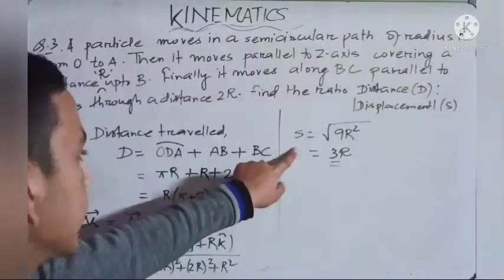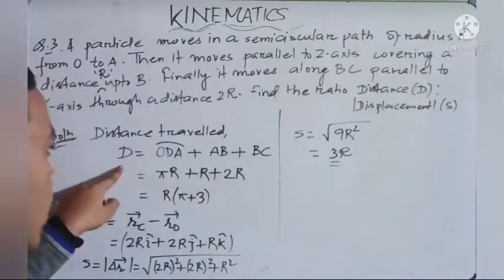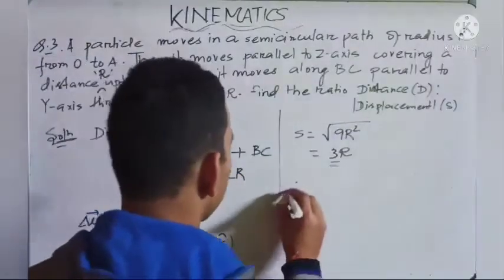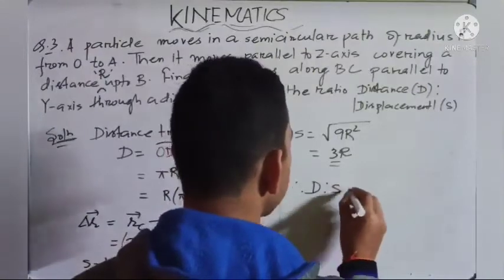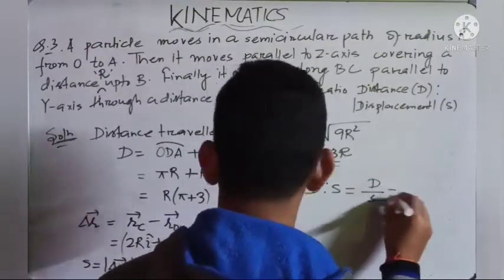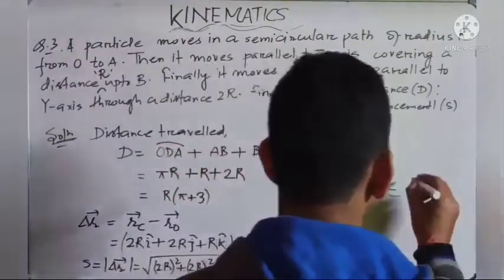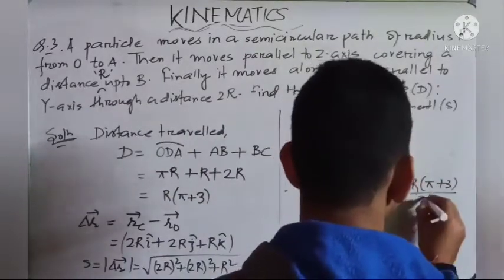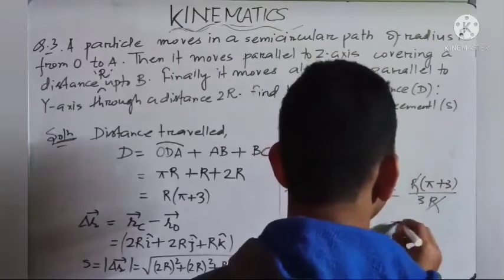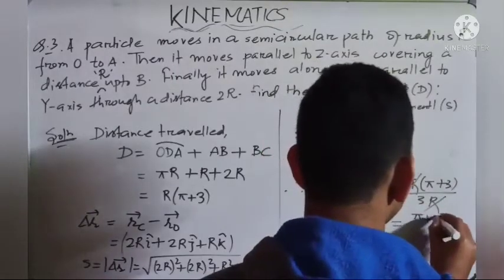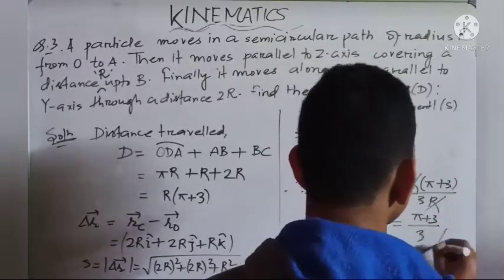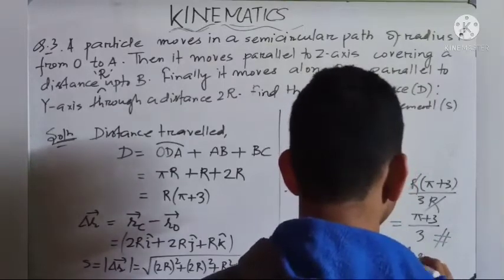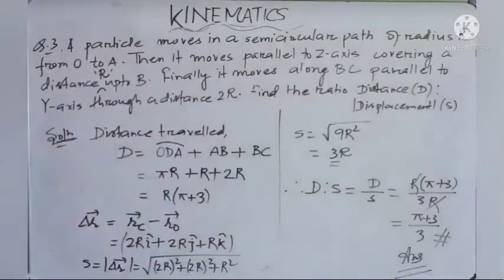Therefore, we have got S, that is the magnitude of displacement, and we have also found the distance traveled. Therefore, the ratio D upon S is basically r times (pi plus 3) upon 3r. Here r gets cancelled, so we are getting (pi plus 3) upon 3. This is going to be the final answer. Hence, we have solved this question.